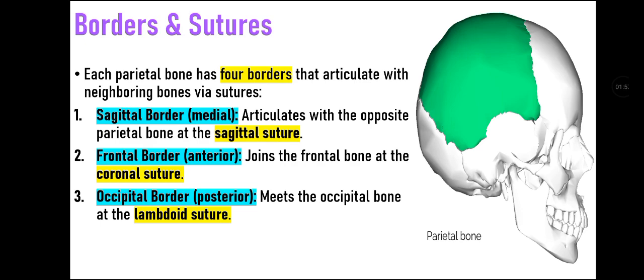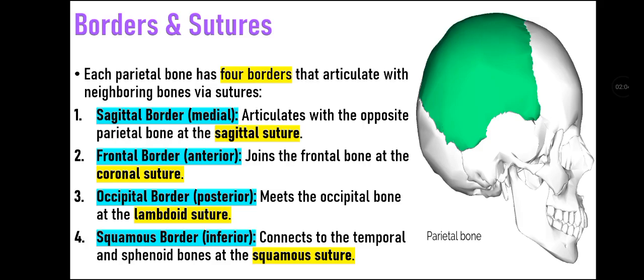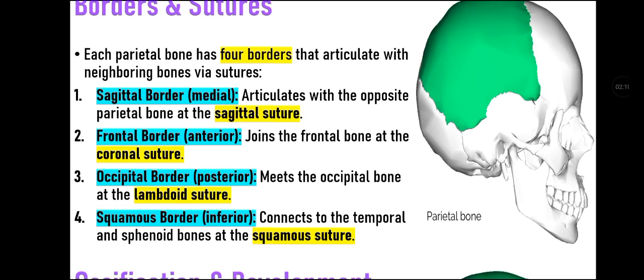Then it has the occipital border, that is the posterior border. It meets the occipital bone at the lambdoid suture. Then it has the squamous border or inferior border that connects to the temporal and sphenoid bones at the squamous suture inferiorly.